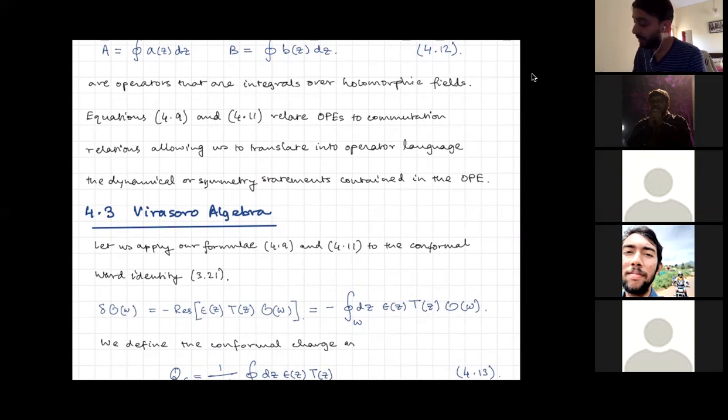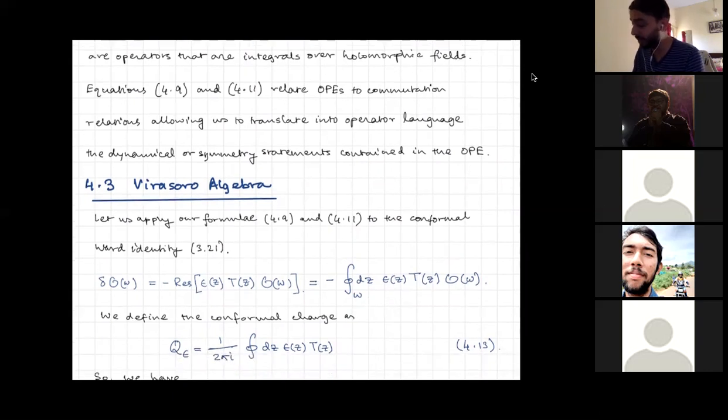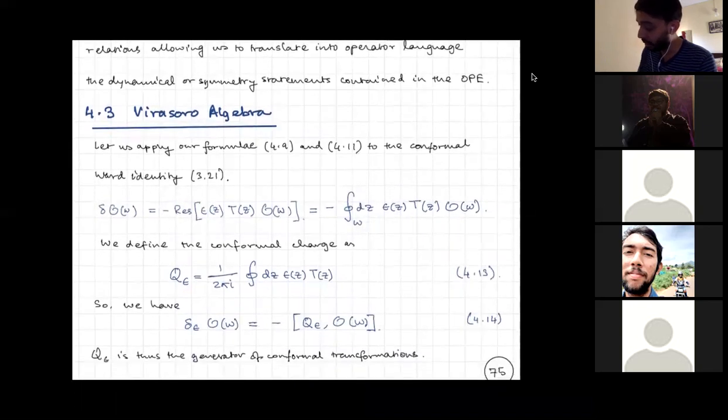Now, if we define the conformal charge Q_ε as the integral of ε(z) T(z) dz, then we just see from the relation that I showed you above that δ_ε of O is very clearly nothing but Q_ε acting on O, essentially. So you can go back to these notes. I'll try and put them up.